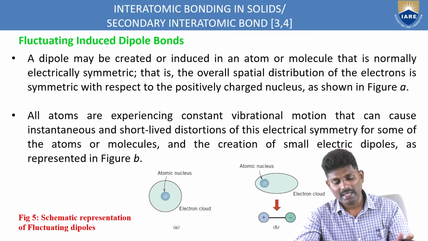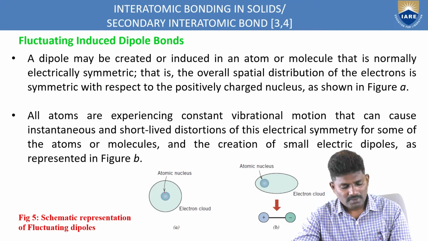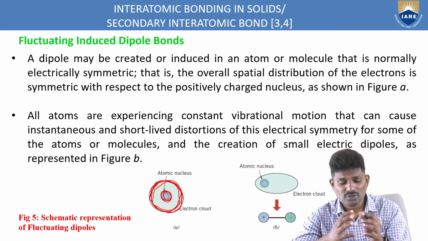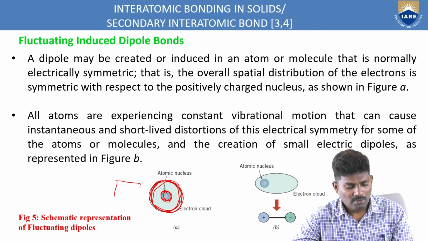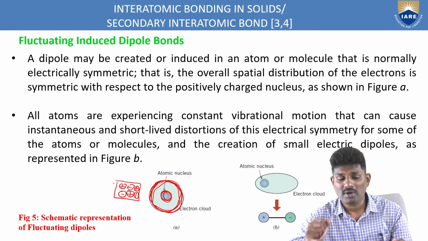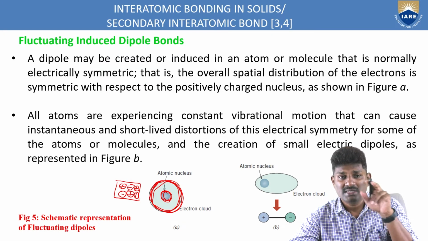If you see figure A, here the electrons are exactly symmetric to the nuclei. Because of the symmetric nature, there is a strong correlation, strong bonding between them. Positive, negative, positive, negative, positive, negative, like this. You have a good bonding because it has a symmetrical shape.